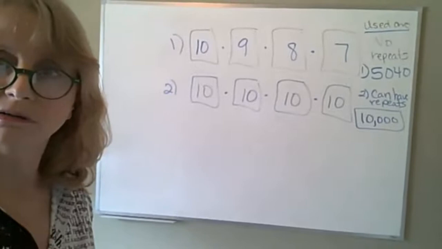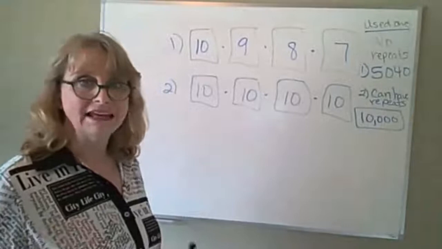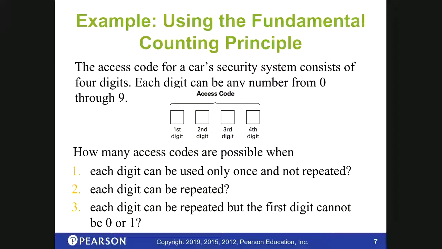It says each digit can be repeated, but the first digit cannot be 0 or 1. So I'm going to write down: repeats are allowed, but we have a restriction. It says the first digit, just the first one, can't be 0 or 1. Okay, so I wrote that down.